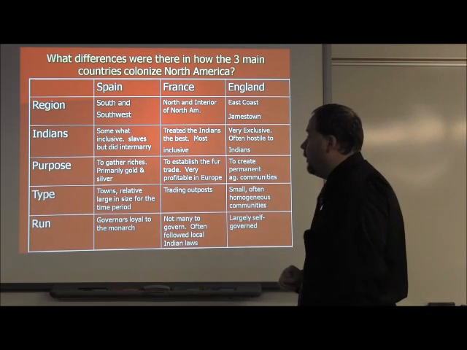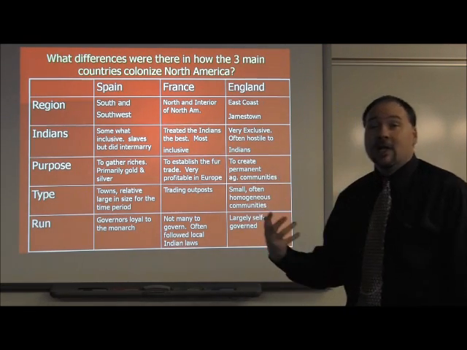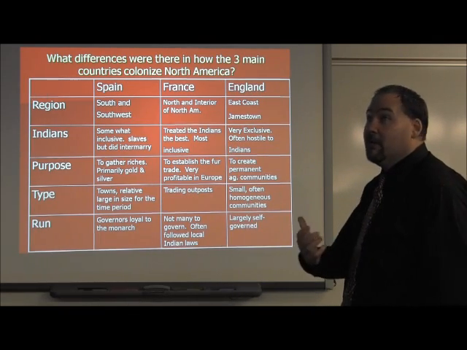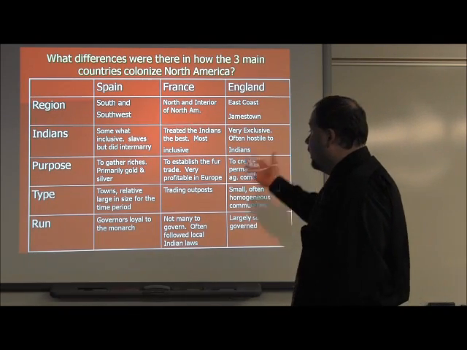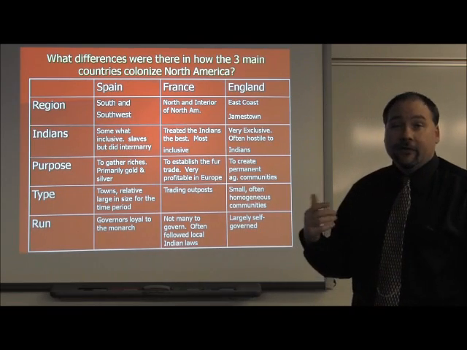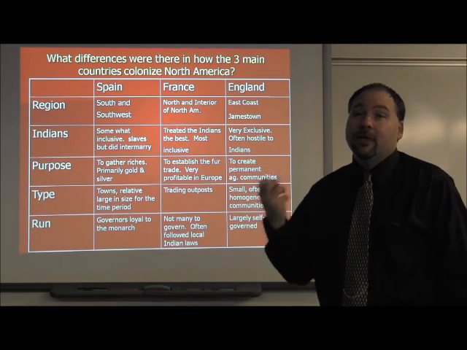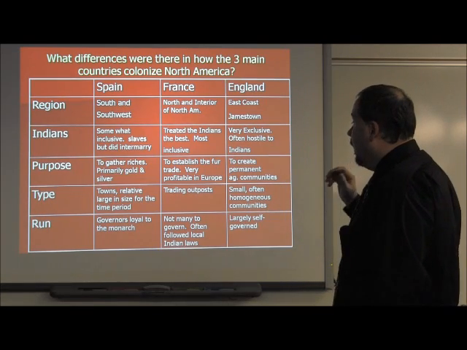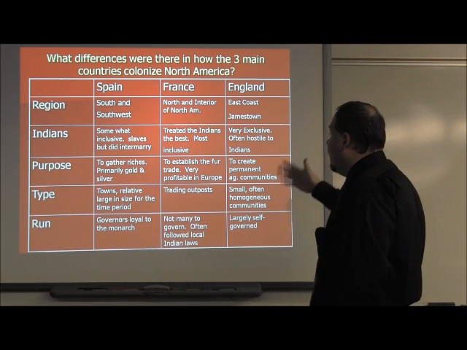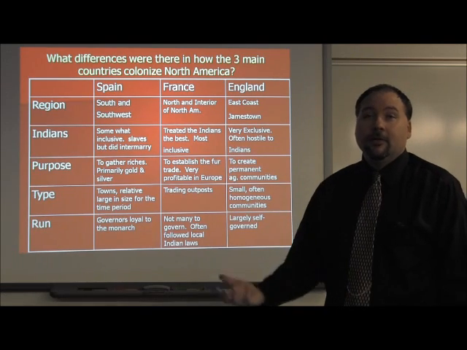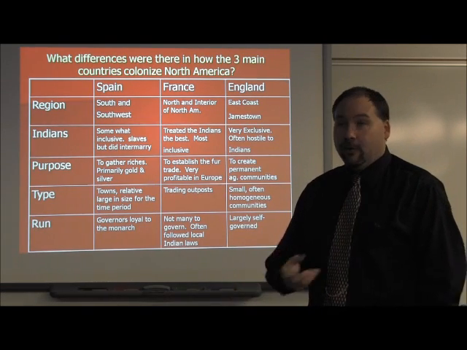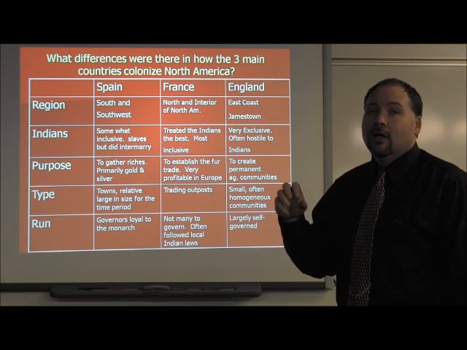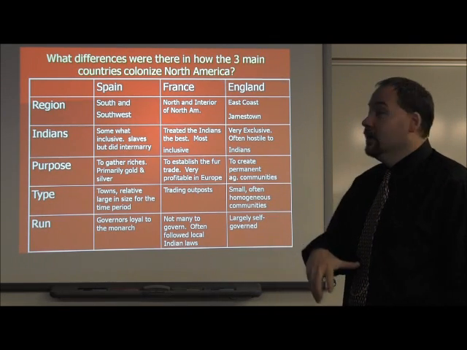The purposes are also different. Spain is coming primarily for gold and silver and natural resources, but primarily gold and silver. The French are coming for the fur trade. That's very lucrative, or big bucks in Europe at the time, making lots of stuff out of fur. So that's why they're here. England is coming for permanent agricultural societies. They want to start new, small agricultural settlements here.